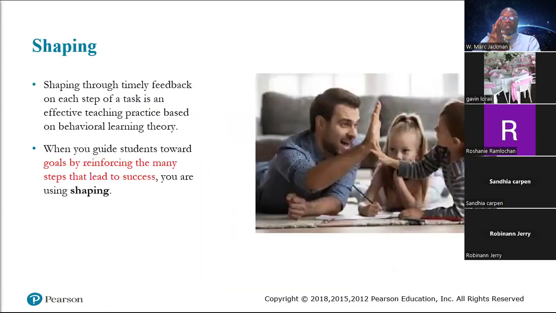Right. Shaping is another concept of operant conditioning. Shaping comes as a result of timely feedback, and it is very effective in teaching practice based on behavioral learning theory. And this is how shaping occurs. When you guide students towards a goal by reinforcing the many steps that lead them to success, you are shaping their behavior. So for example, if you are doing an activity with a child and there are six steps in the activity, this is how shaping works. Every time they complete an advanced step, they would get some sort of reward or reinforcement. Well done, okay, keep going, and so on. You can give them social encouragement, verbal encouragement, and so on.